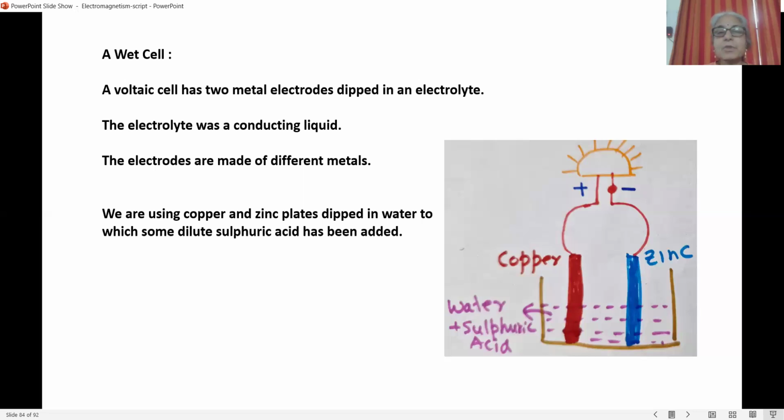And this has two metal electrodes. One is a copper plate and the other is a zinc plate. And the liquid in between is water with a small amount of dilute sulfuric acid added to it. So the electrodes are made of different metals. To understand why, we need to understand some chemistry, which we will do later. Now when you connect these, the copper plate is the plus of the cell, and the zinc plate is the minus of the cell. Connected to a small LED bulb, the bulb glows, showing us that electricity is being generated from this device.